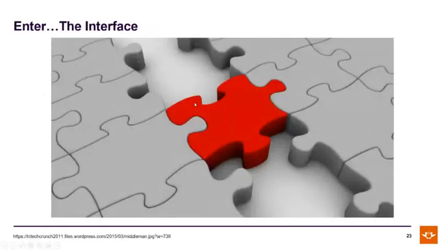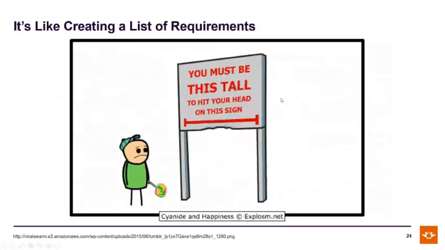So enters an interface. It also allows for a connection between things that have nothing in common, like I showed you, a store account and a person. It creates a connection. It creates a list of requirements. You must be this tall to hit your head on the sign. Yeah. That's quite accurate for Cyanide and Happiness. So it's a list of requirements, a list of to-do things.